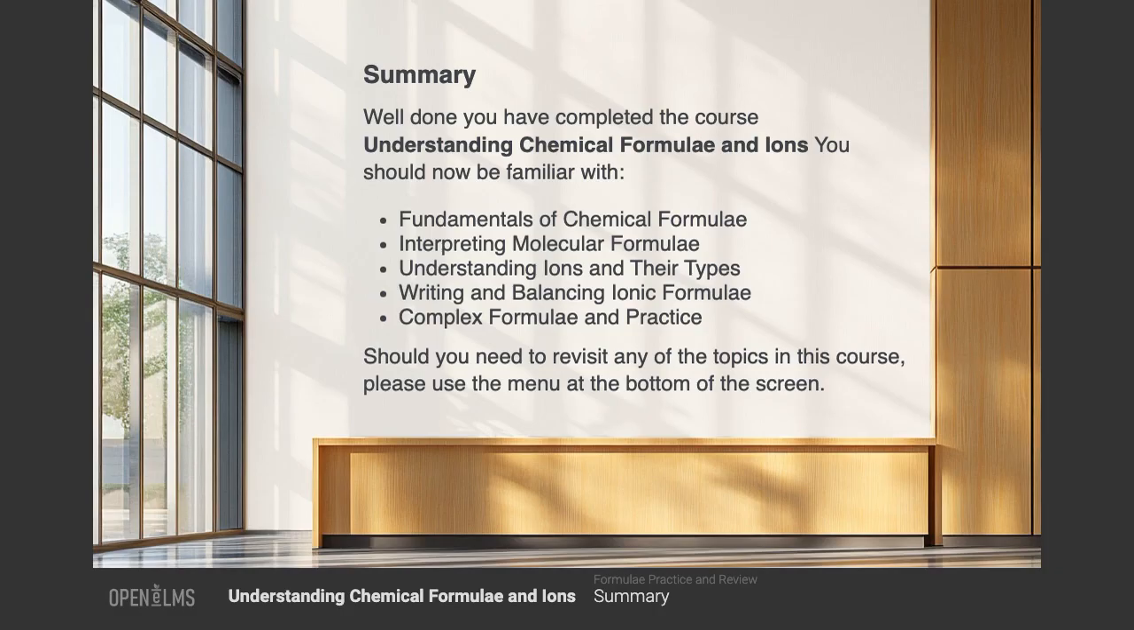Summary. Well done. You have completed the course Understanding Chemical Formulae and Ions. You should now be familiar with Fundamentals of Chemical Formulae, Interpreting Molecular Formulae, Understanding Ions and their Types, Writing and Balancing Ionic Formulae, Complex Formulae, and Practice. Should you need to revisit any of the topics in this course, please use the menu at the bottom of the screen.